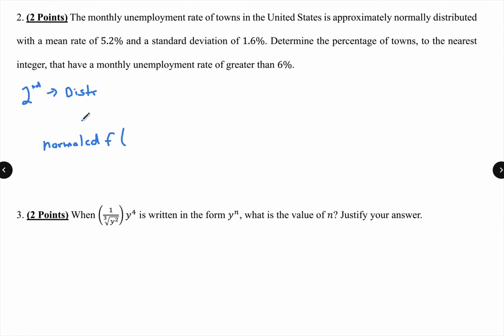When I click that button, it wants me to enter a lower, an upper, a mean, and a standard deviation. So my lower is going to be, I know it's got to be greater than 6%, so I'm going to say my lower is 6. My upper, you're just going to make a big number. So in this case, I'm going to hit 100, because it can't be more than 100% anyway. My mean is 5.2.